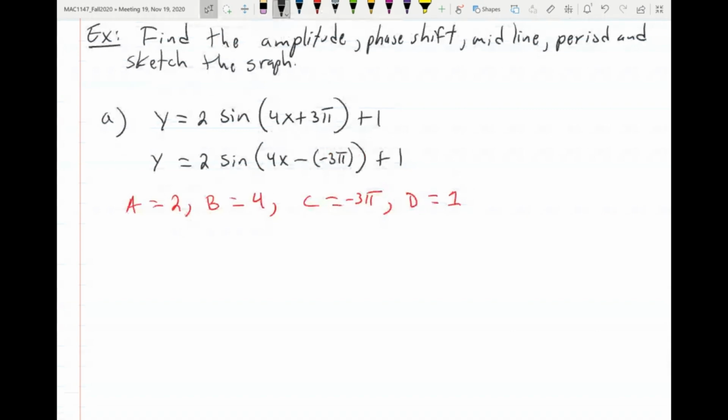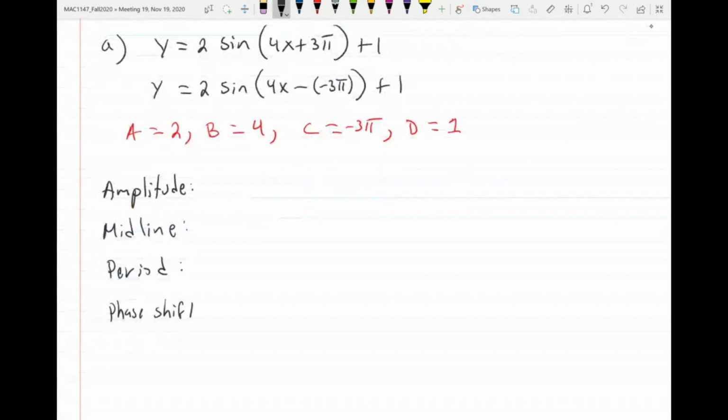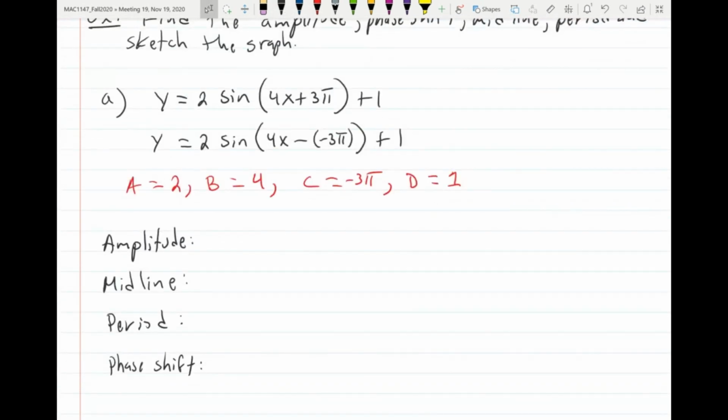What do we want? We want amplitude, midline, period, and phase shift. And we have the formula for all of this. So how do we find the amplitude? The amplitude is given by the absolute value of a, which in this case happens to be 2. So the amplitude of the function is 2. What's the midline? We know that the equation is y equals d, right? So the midline is y equals 1.